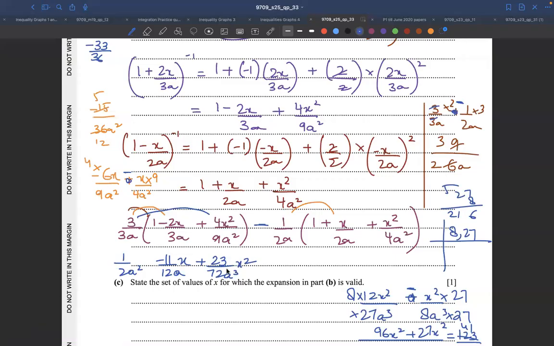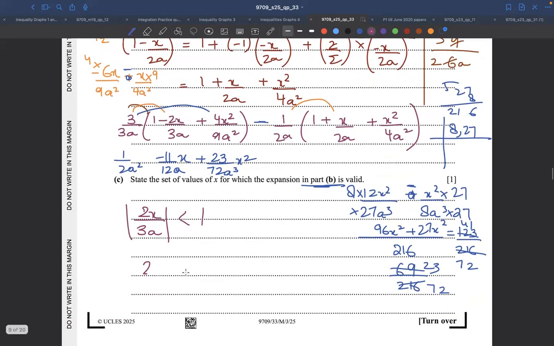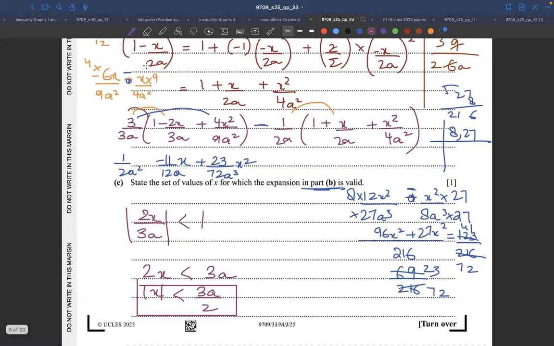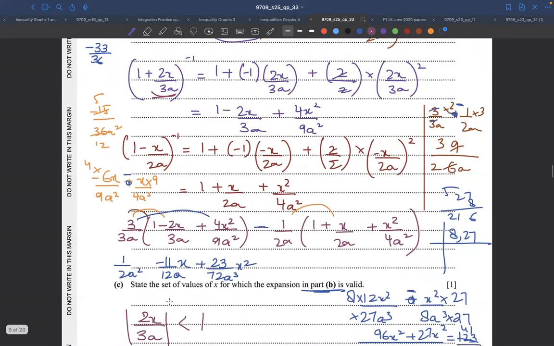And for the last part, it says state the set of values of x for which the expansion is valid. Well, for this, we'll have to remember that this term over here, which is 2x upon 3a, the modulus of this should be taken as less than 1. We'll cross multiply, so 2x is less than 3a, and then finally the modulus of x will be less than 3a upon 2. And this would be the set of values of x for which the expansion will be valid. And this is already less than 1, as this is 1 minus this value. So we'll just take this value over here and set it less than 1.